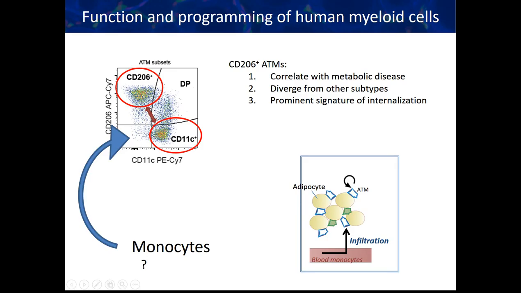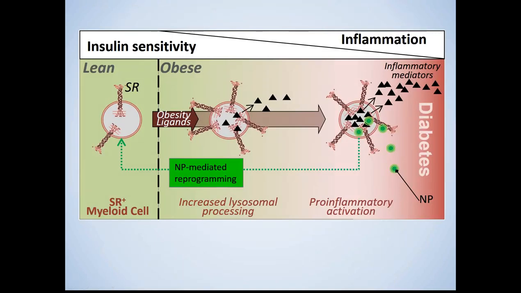So we know that 206 ATMs seem to correlate with metabolic disease. They diverge from the other subtypes. We have an idea of what their function might be and are continuing these studies. But stepping back toward monocytes, the K that I wrote focused almost everything on monocytes, because I wanted to step back and look at the blood cells and whether there was a connection between these and the tissue macrophages, because this connection is really not that well established. I wanted to get a sense of how these cells in the blood are programmed, and this would also have relevance for things like atherosclerosis, where we see cells that are programmed differently, homing to different sites in the body, not just adipose tissue, but plaques and other sites as well.